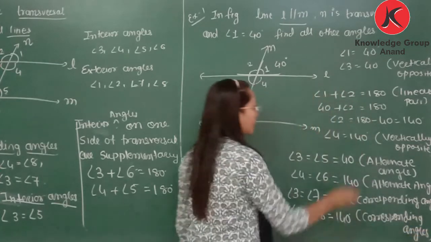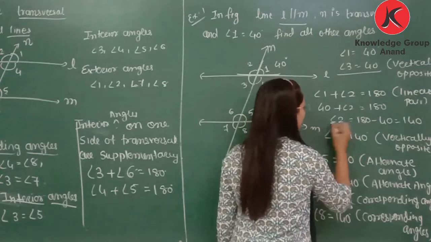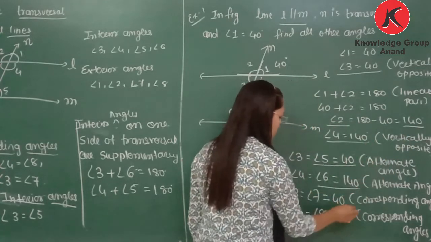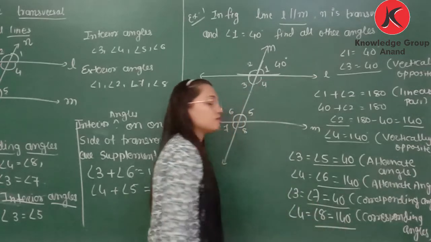So we find all the angles. Angle 3 is 40, angle 2 is 140, angle 4 is 140, angle 5 is 40, angle 6 is 140, angle 7 is 40, and angle 8 is 140.